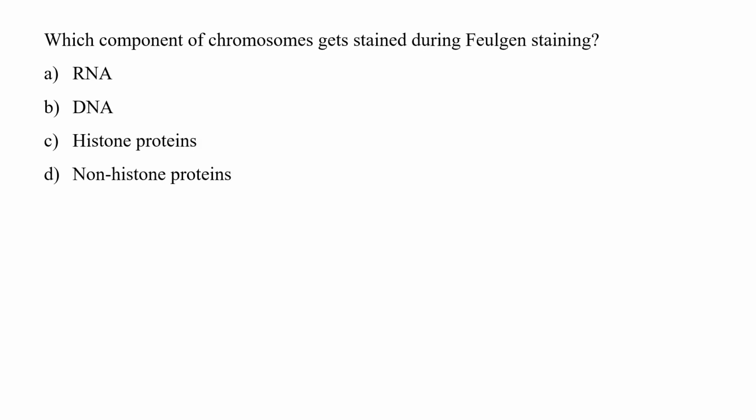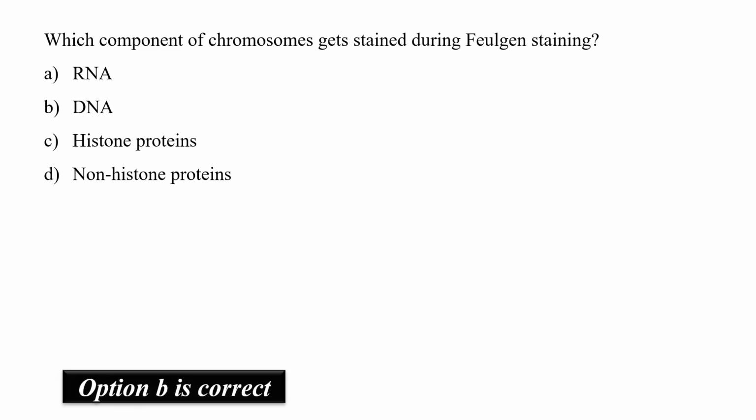The next question says, which component of chromosomes gets stained during Feulgen staining? RNA, DNA, histone proteins, or non-histone proteins. So Feulgen staining is a technique that was discovered by Robert Feulgen and it is used to identify DNA in cell specimens. In this, the specimen is subjected to warm, that is 60 degrees Celsius, hydrochloric acid, and then to Schiff reagent. The DNA is stained dark red. So the correct option is option B, DNA.